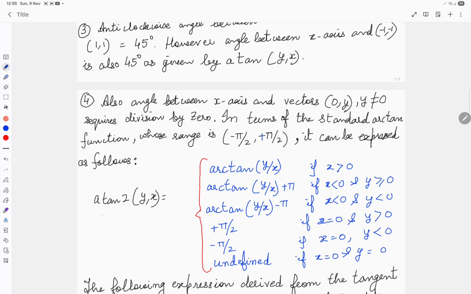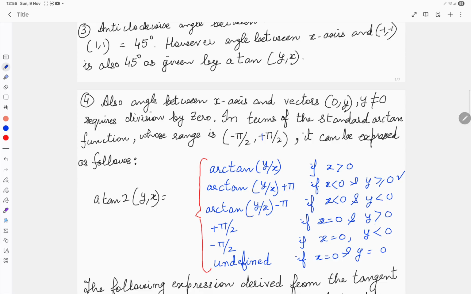So the modified arctan function is, when x is greater than 0, the normal arctan function works. When x is less than 0 but y is greater than or equal to 0, I'm talking about the second quadrant. So in this case, it has to be plus pi. When x is less than 0 and y is also less than 0, that means I'm talking about the third quadrant. So the second case is for the second quadrant, and this case is for the third quadrant.